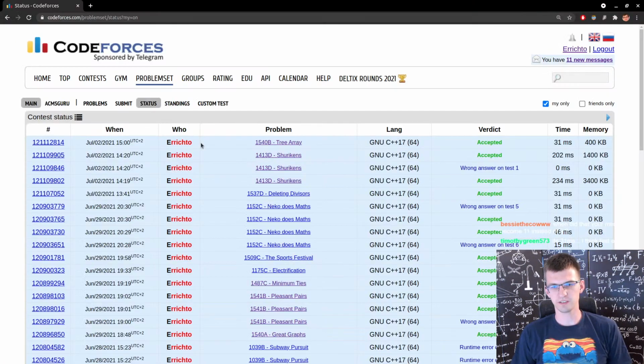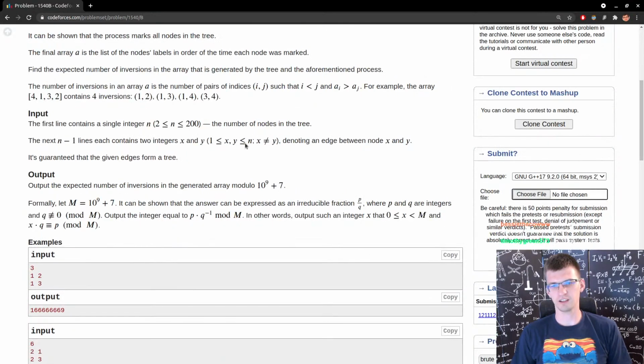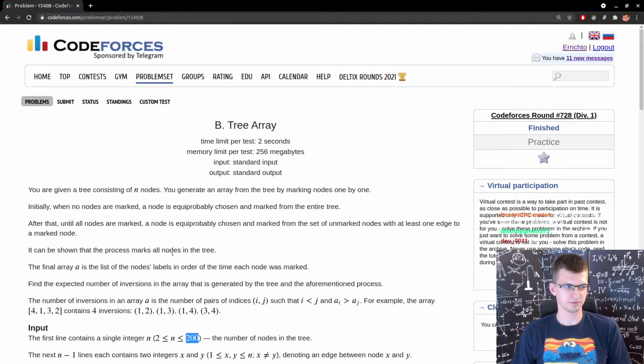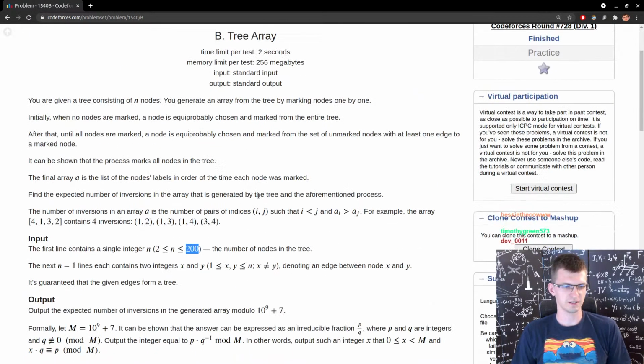Oh, of course it's fast enough. Yeah, that I didn't even think about that. N-cubic is always fast enough for like 2 seconds. Sure.